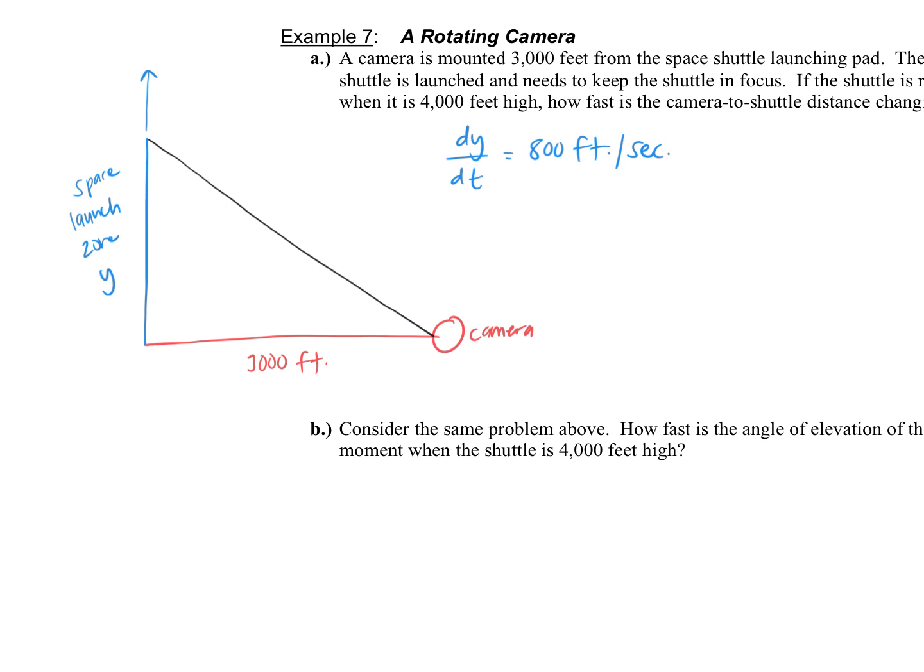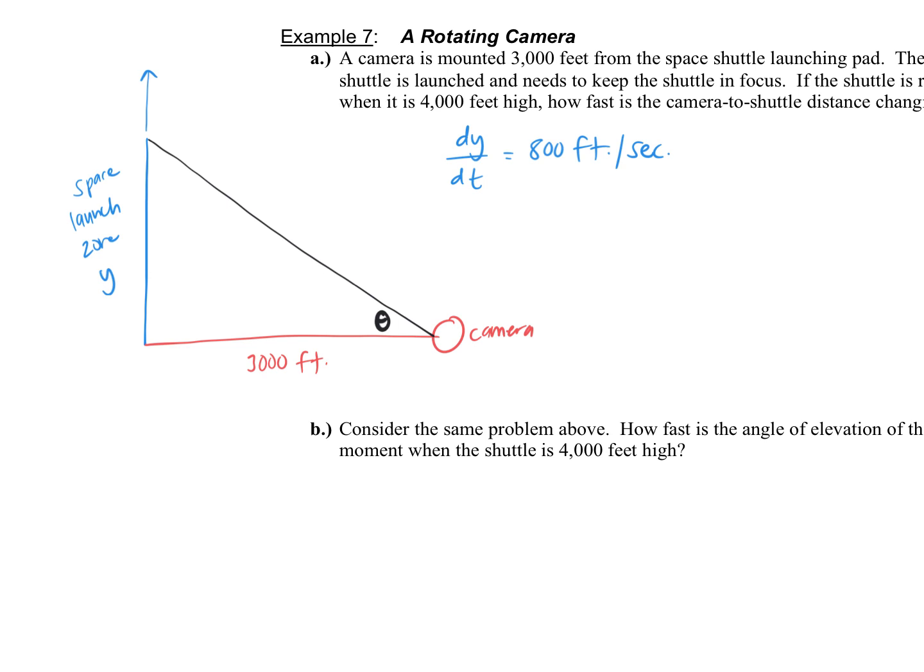So we're not going to solve letter A. I'll come back and show you that in a video. I want to solve letter B. Letter B is actually the same problem. However, it's asking us how fast the angle of elevation of the camera is changing. So we're looking at this angle down below, looking up. What is the rate of that angle changing?